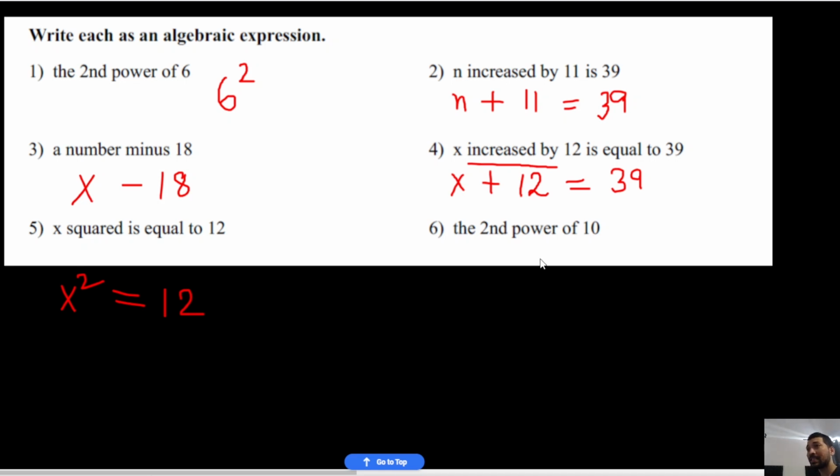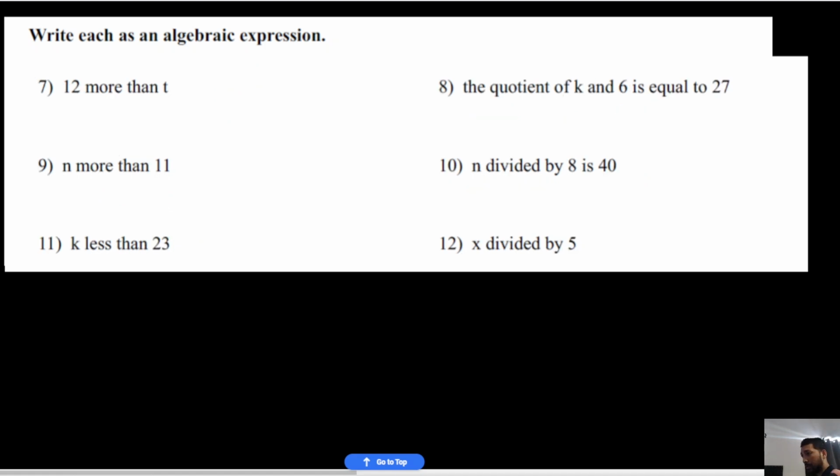Number 6, we have the second power of 10. So we have this 10 as the base, and we take the second power, which can also be read as 10 to the power of 2. Number 7, we have 12 more than t. The phrase more than refers to the addition. So we have 12 plus t.